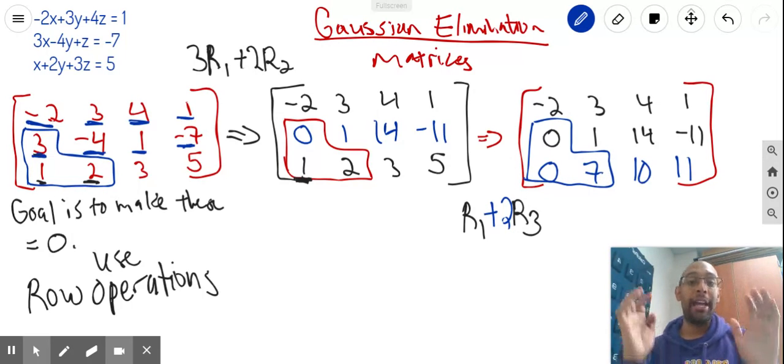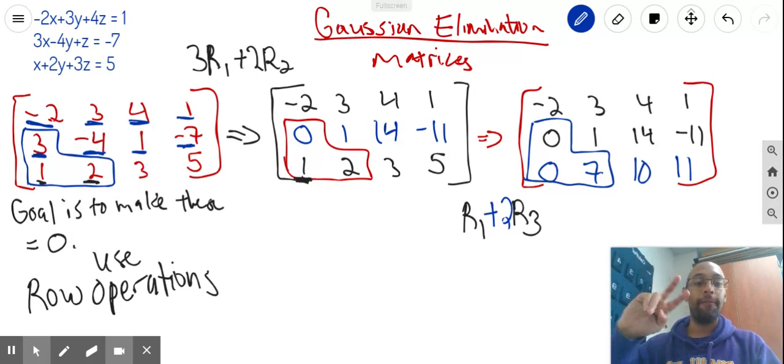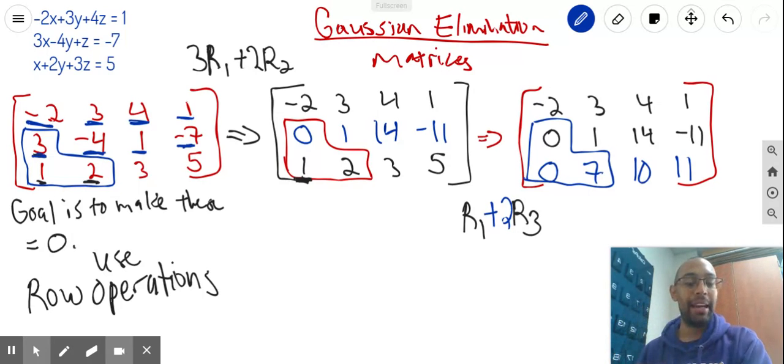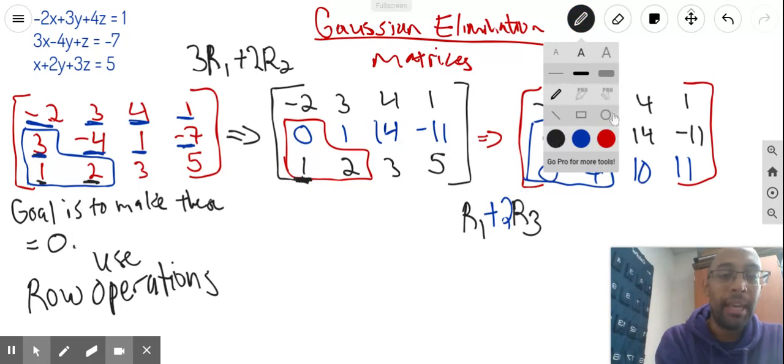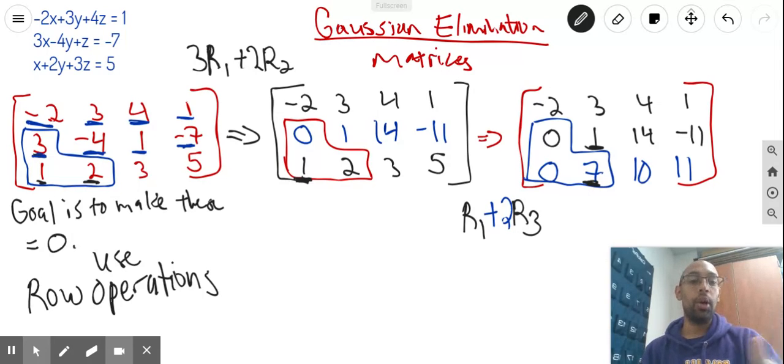Now here's the thing. I used row 1 to help me change row 2 and row 3 because the first locations of row 2 and row 3 needed to be 0. Once I have accomplished this, I don't use row 1 again. I now move on to row 2. What I mean is these locations here and here. Now those locations need to be utilized because now the second location in row 3 needs to be 0. So I don't need to use row 1 anymore. I need to use row 2.